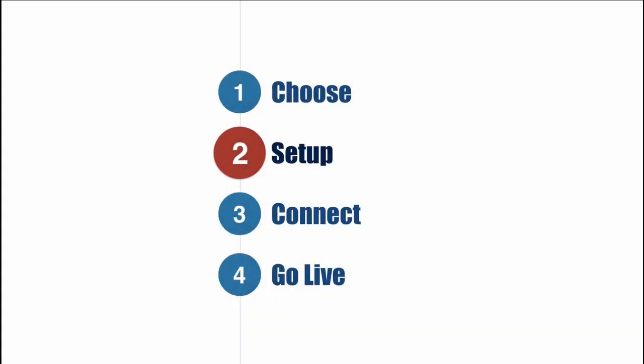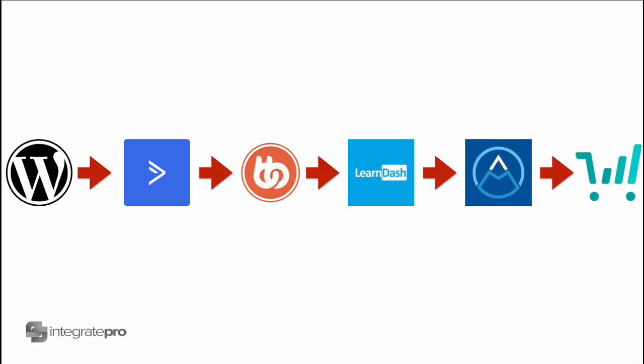Step 2, setup. Setting up this system involves setting up WordPress, ActiveCampaign, SocialLearner, Learndash, ActiveMember360, and ThriveCart. And hopefully you've noticed it's gone from left to right. I've done this because order is important. If you do it in this order, you're going to save yourself a lot of time and potentially a lot of headache. And the reason is what we do early on builds on what we do later.